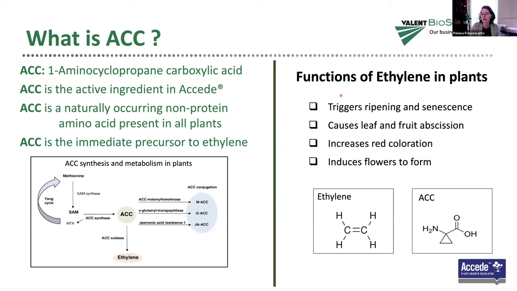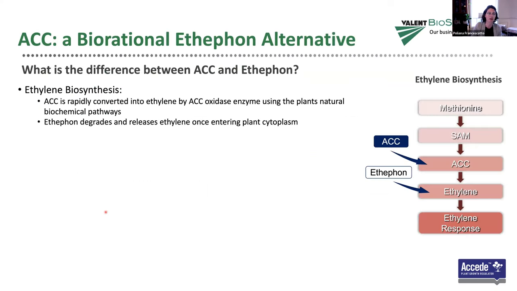So what does ethylene do to the plant then? If ACC is the precursor, at the end, the response is going to be based on the ethylene production. So it triggers ripening and senescence, it causes leaf and fruit abscission, increases red coloration. How many of you have sprayed ethephon on apples to get better color, or on grapes? Ethylene is responsible for increasing red coloration and also induces flowers to form. Terence just mentioned the summer sprays with ethephon to improve return bloom. So basically ethylene is the plant hormone responsible for that specific factor to improve return bloom. So basically ACC is the precursor of the ethylene production.